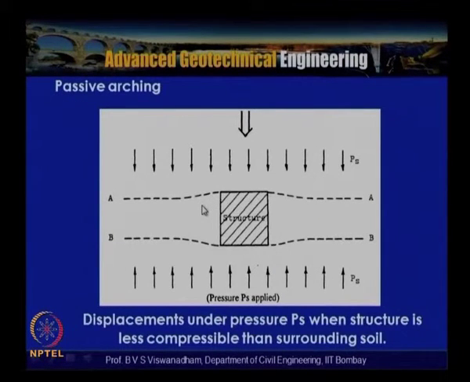Now as we said, the other type of arching is passive arching, and the pattern of displacements will be like this. In passive arching, the structure is less compressible than the surrounding soil, so the settlements in this zone will be less and the surrounding soil actually yields more. That means there will be differential settlements here and here, and there will not be any settlements here. So this is the displacement pattern under pressure PS when the structure is less compressible than the surrounding soil.